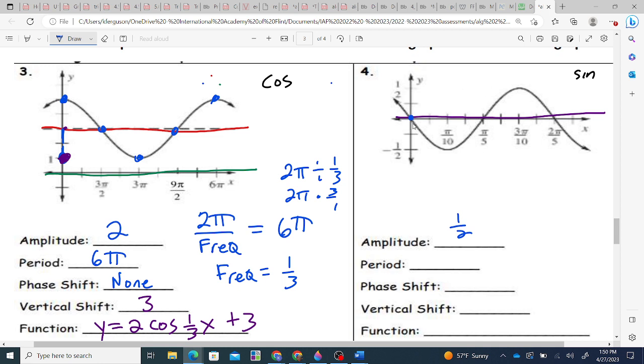This is a sine graph. It's a Z. But wait a minute, it's a backwards Z or an upside down Z. So it's mirrored, or negative. Yep, reflection. So my function is going to be y equals negative, then the amplitude, that's 1/2, so 1/2 sine. So what's my period?